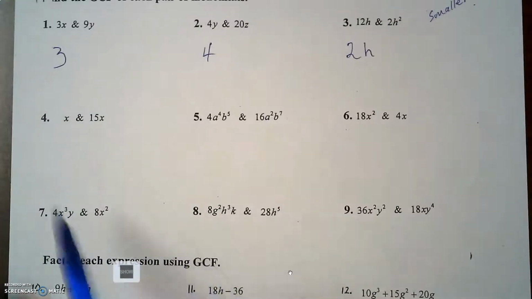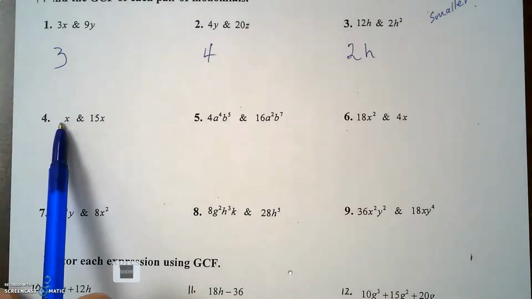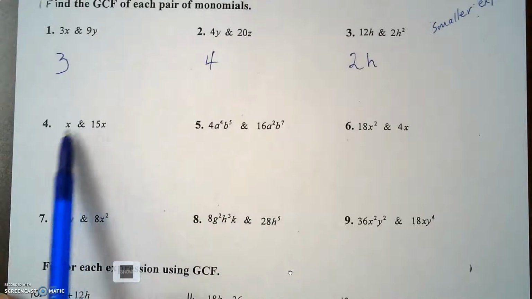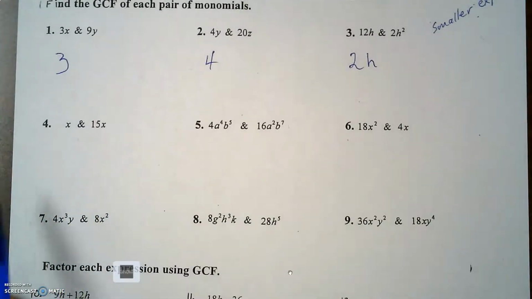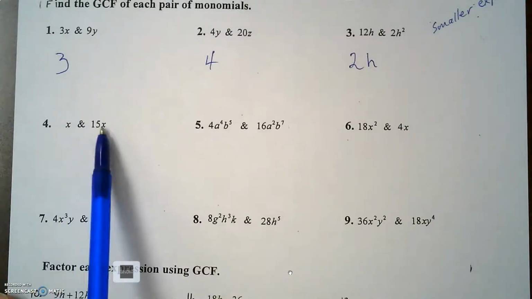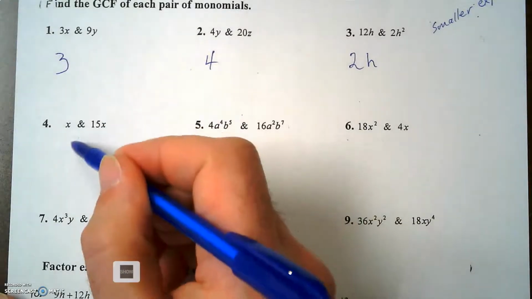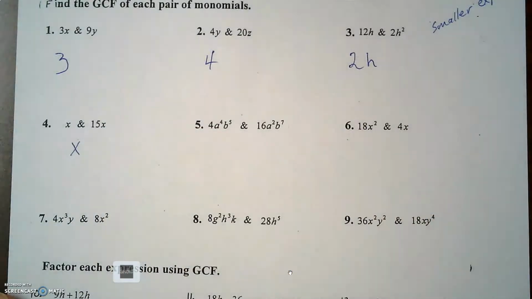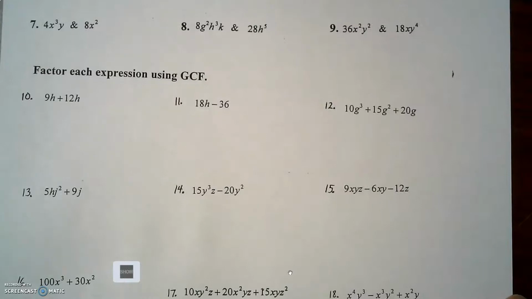Okay, so you can see there are a few more. I just want to show you 4 because there's no coefficient here. If there's no number there, you don't write anything. You move on to the variables. You see there's an x and an x, so that would be just an x. Okay, so we'll do a couple more. Then down here, I'll actually show you how to do the factoring problem.